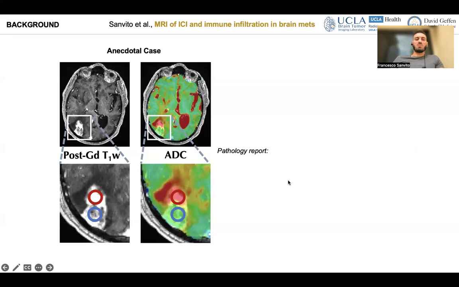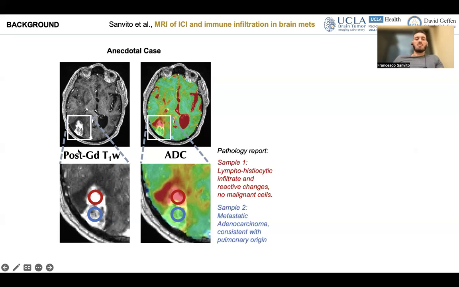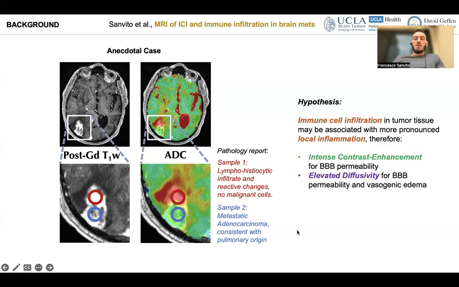We started from an anecdotal case where we noticed that tissue taken from an area with high diffusion and very intense contrast enhancement was mainly inflammatory tissue with immune cell infiltration, whereas the solid component that is darker on T1 post-contrast and with more restricted diffusion was the actual metastatic tumor tissue. So our hypothesis is, what if the areas with more immune cell infiltration have local inflammation with vascular permeability, and this is why we get more contrast enhancement and more elevated diffusion metrics.